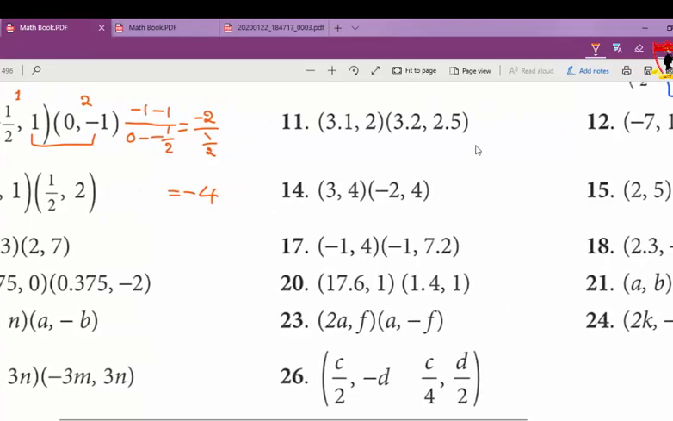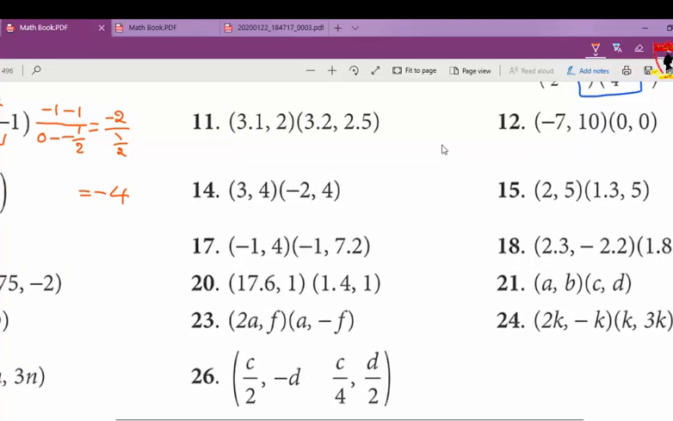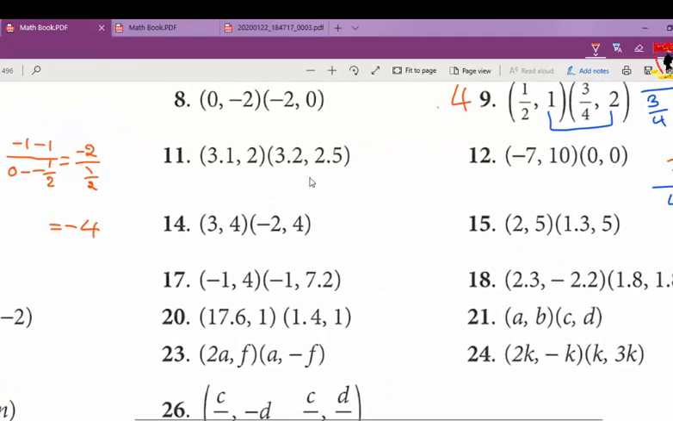Question 11 is about decimals, but it's the same. 2.5 minus 2 is equal to 0.5. And then 3.2 minus 3.1. 2.5 minus 2 is equal to 0.5. 3.2 minus 3.1 is equal to 0.1. 0.5 divided by 0.1 is equal to 5. So the gradient of question 11 is equal to 5.